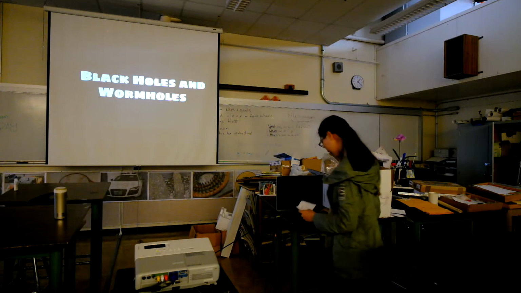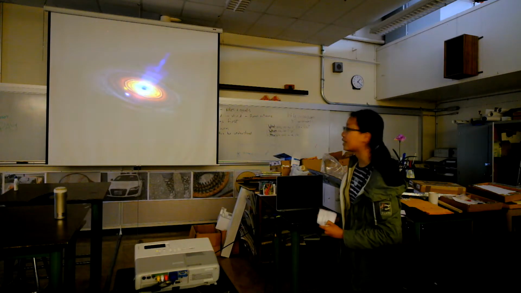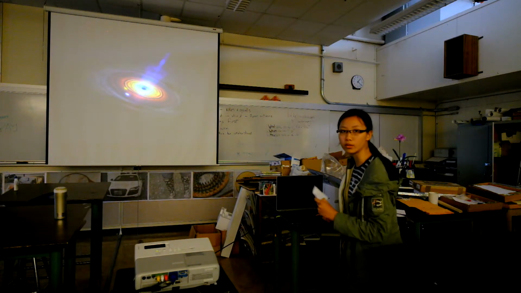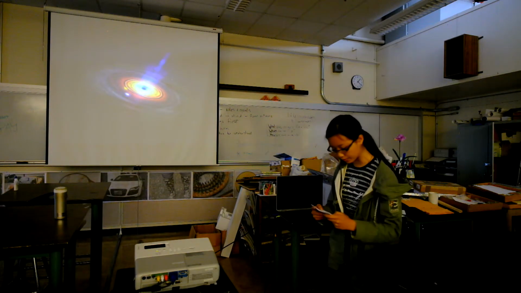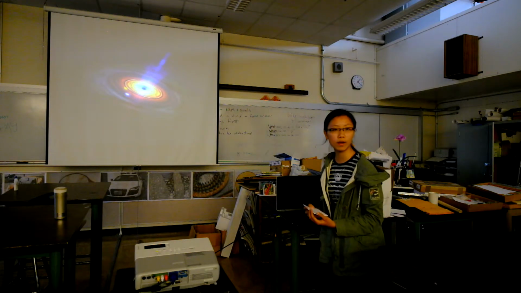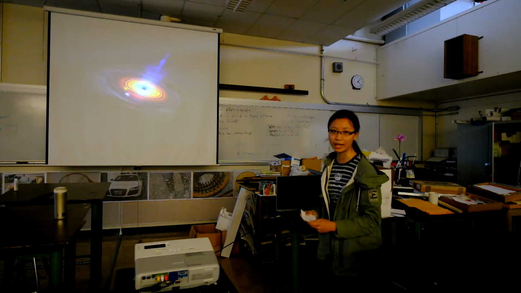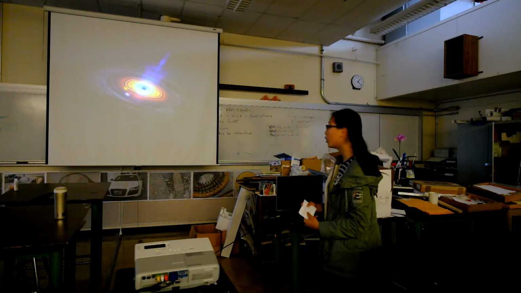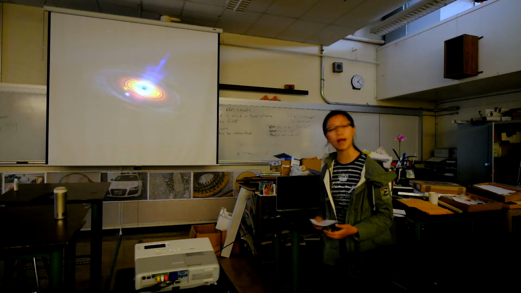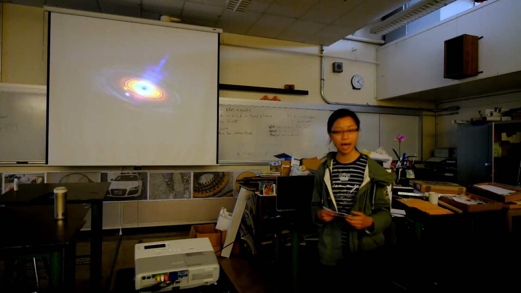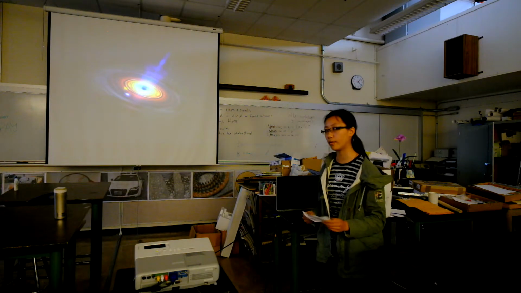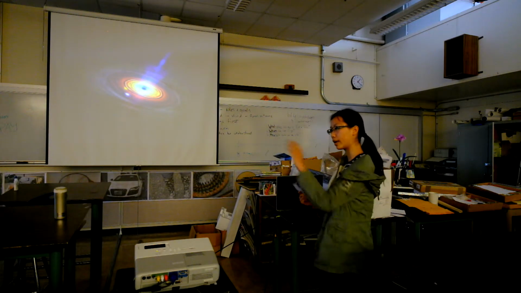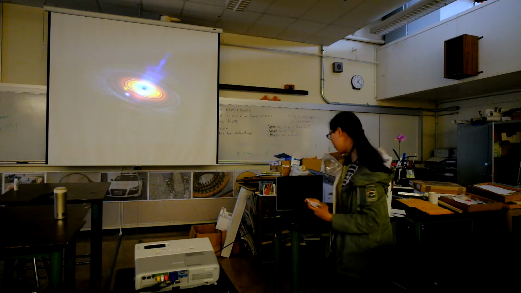So basically, black holes are the densest object in the universe with the strongest gravitational pull. So what most people know about black holes is that nothing, not even light, can escape. And a wormhole is basically a type of tunnel with black holes at either end that leads to another part of the universe. So sort of like what Christy said about multiverses.